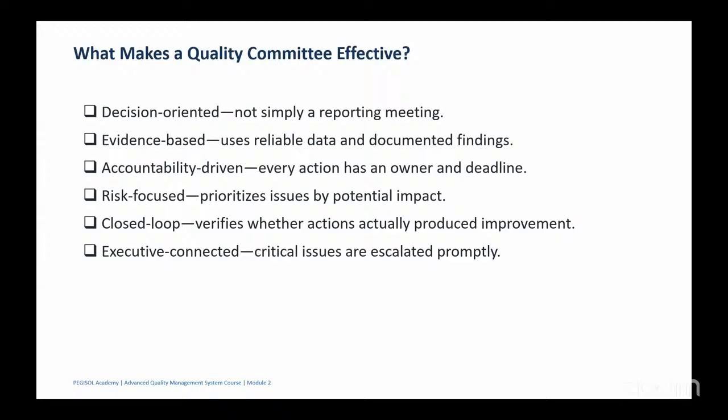So what makes a quality committee effective? Decision-oriented, not just by reporting, but the ability to make decisions. Evidence-based, accountability-driven, risk-focused. Prioritize issues by potential impact. They help to close loops, verify whether actions actually produced improvement or not. They're executive-connected. Critical issues are escalated promptly. And that's one of the reasons why a quality committee should have direct access to top management.